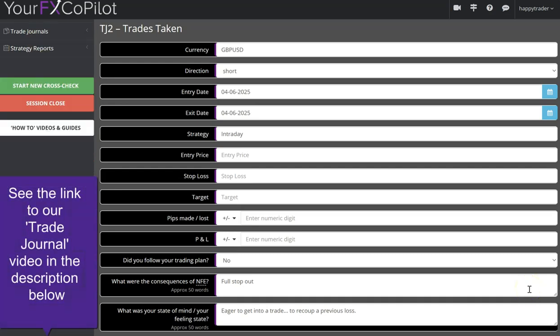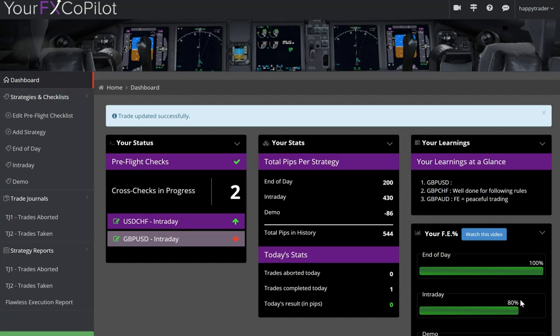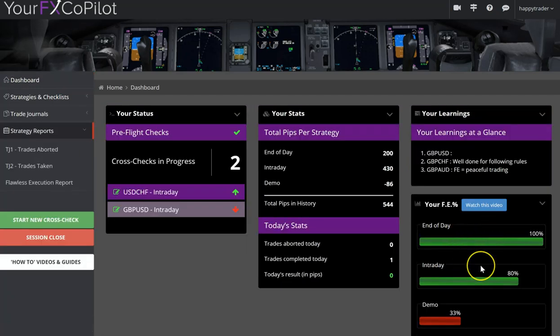I'm not going to fill in the rest of this form as I'm just demonstrating the flawless execution functionality. So for now, I'm just going to click Save Changes and return to the dashboard. The indicator is linked to the underlying flawless execution report, which you can access from here or from here.